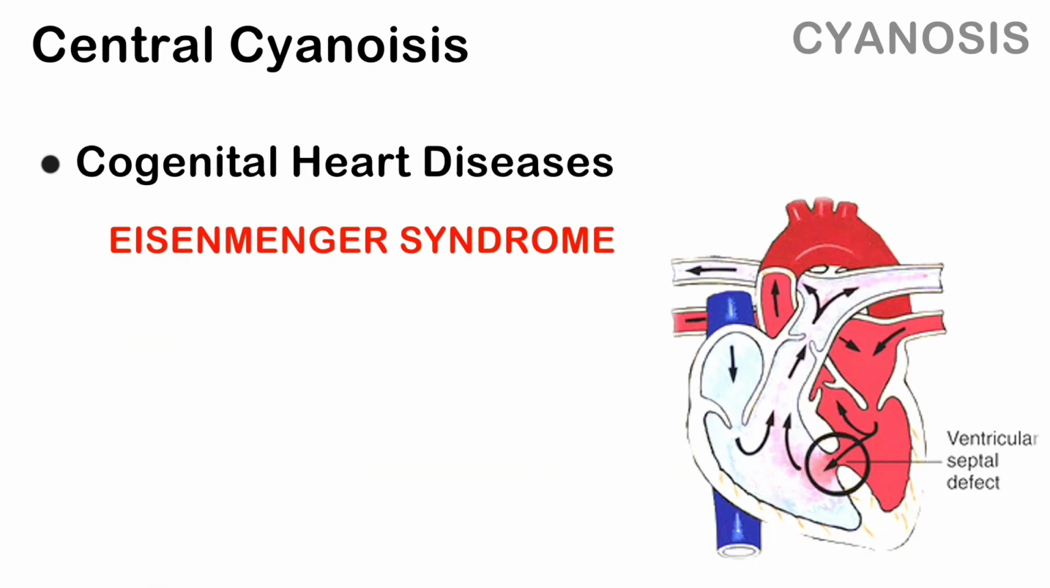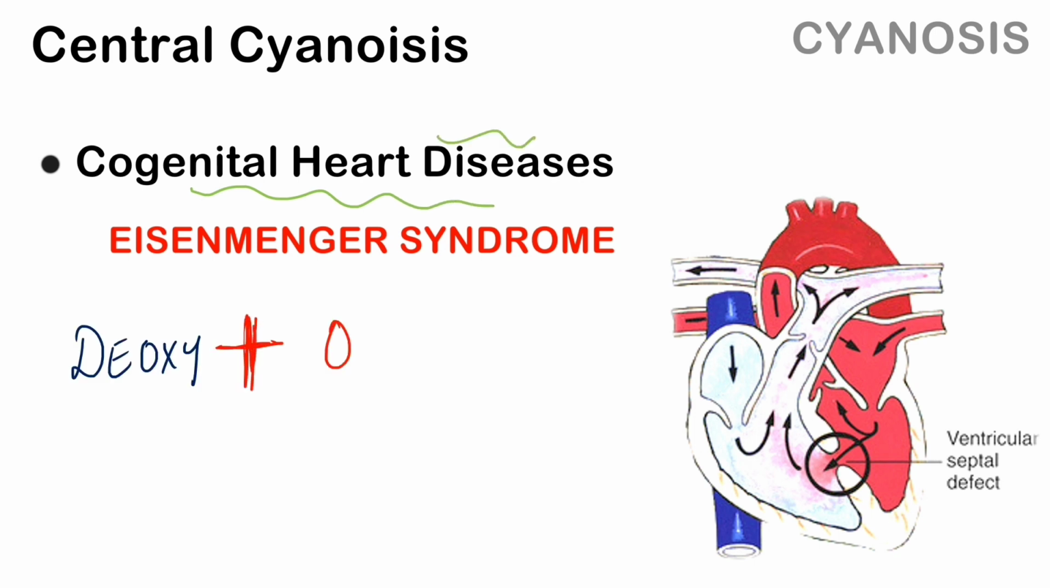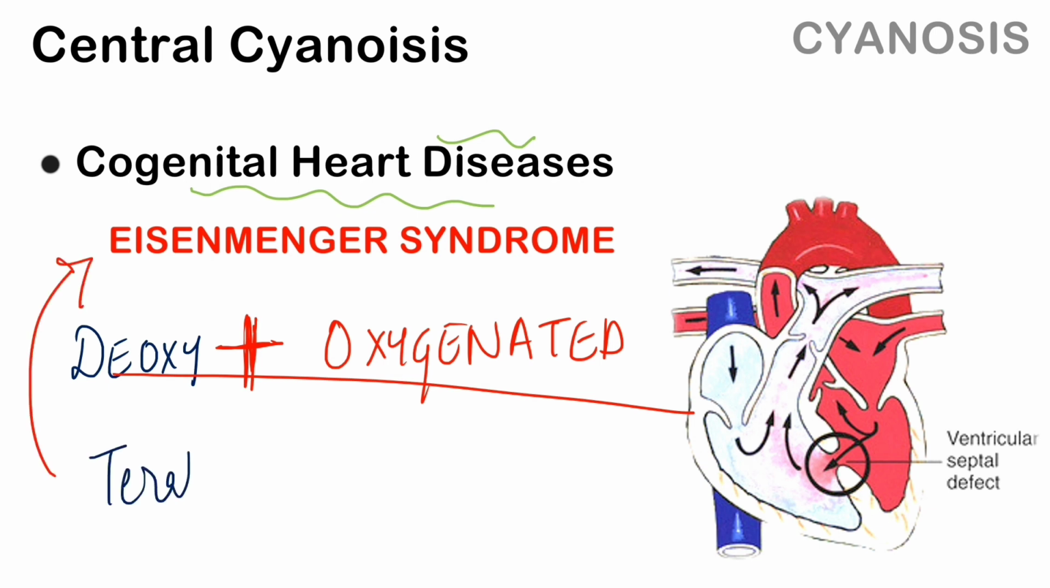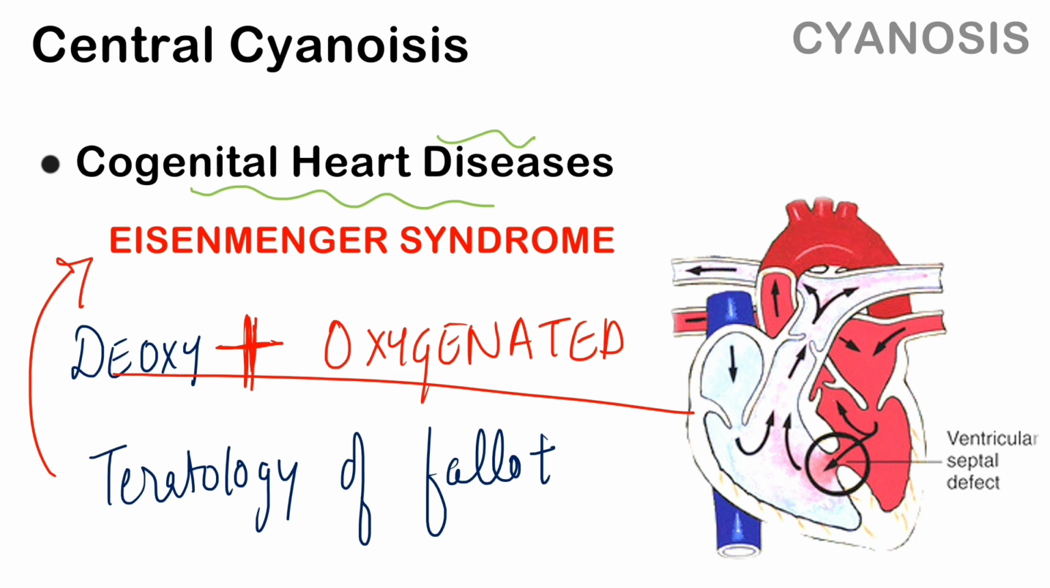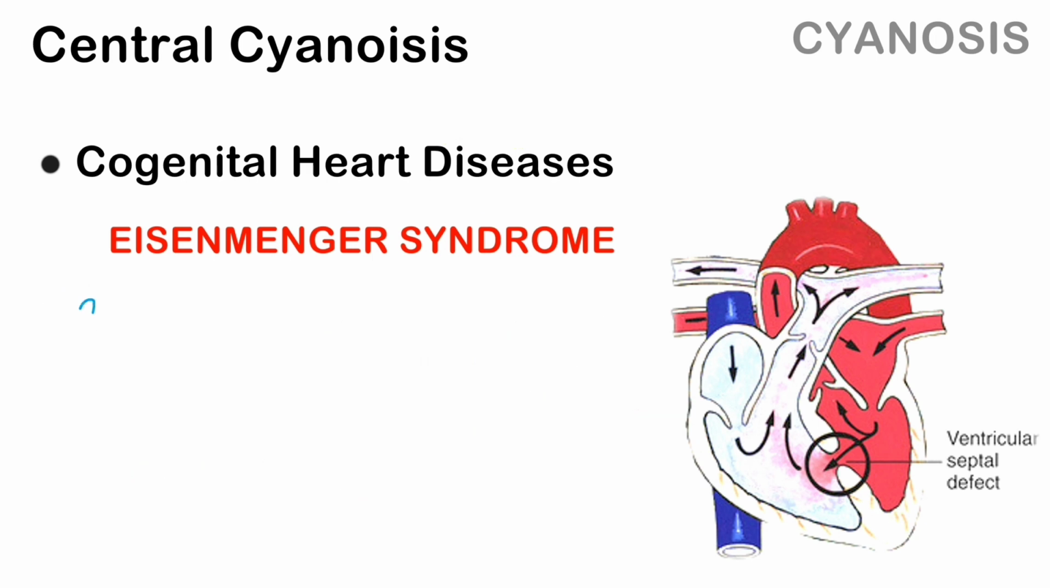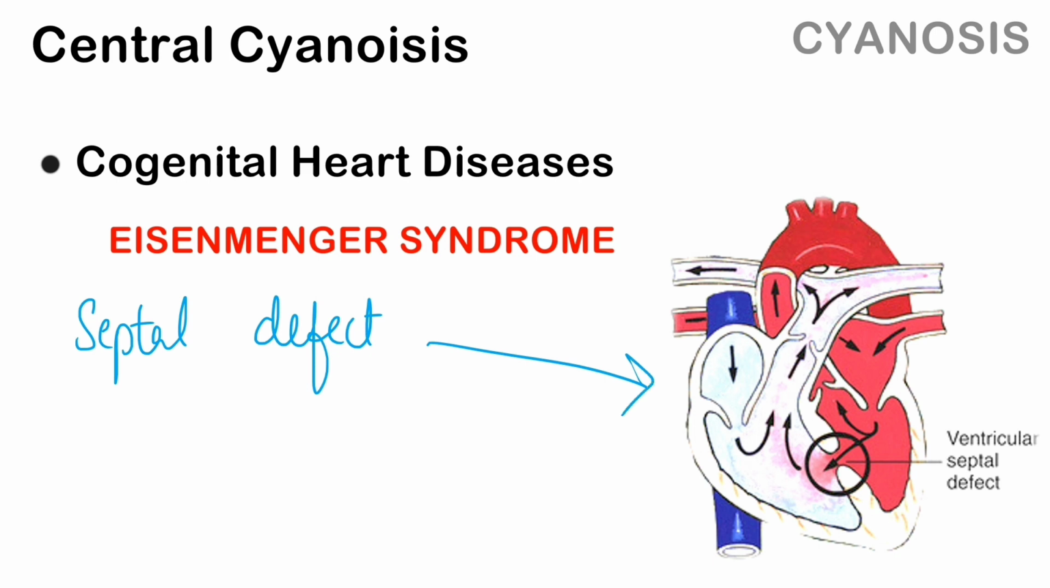Central cyanosis is also visible in some of the congenital heart diseases where the deoxygenated blood from the right side mixes with the oxygenated blood on the left side. It is seen in diseases like Eisenmenger syndrome, which is also known as tetralogy of Fallot. Individuals in these conditions often have a septal defect or hole in their heart. Usually, ventricular septal defect is more common, which causes mixing of blood on both sides, that is left and right ventricle, which will decrease the oxygen saturation of blood.